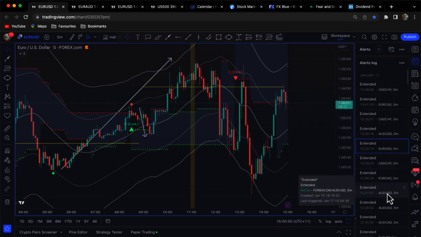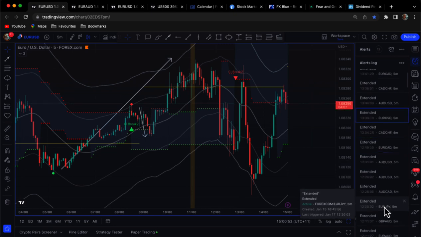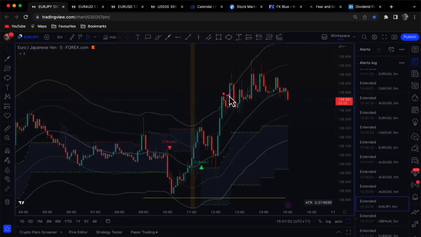CAD Swissy we've already looked at. Euro CAD we looked at. Aussie dollar we looked at. Euro yen. Okay, there's another one. This one, short-lived, but was this profitable?